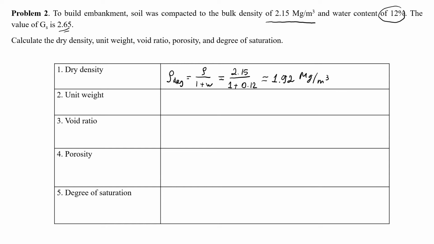Now let's look at the unit weight. The definition of unit weight is density of soil times the gravitational acceleration, and the density of soil we already know it's 2.15, and we're going to multiply by 9.81, which will give us approximately 21.1 kilonewton per cubic meter.